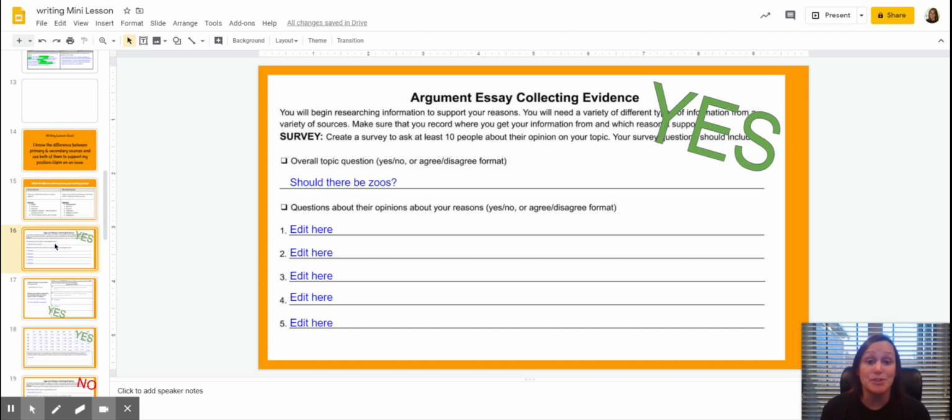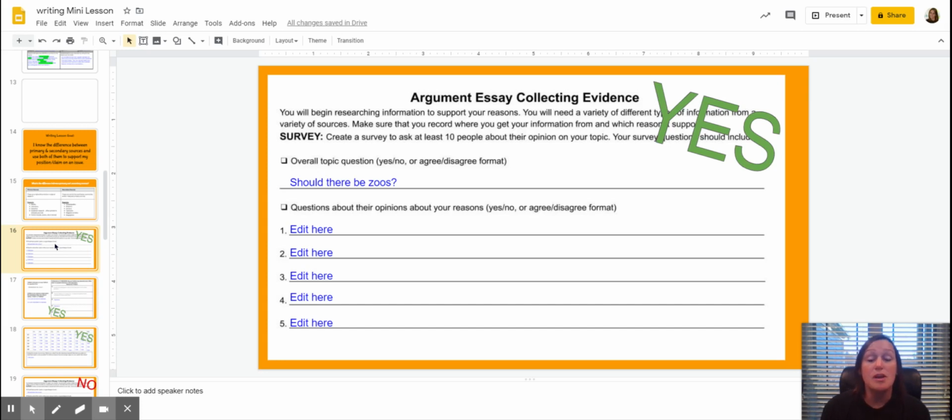You're going to have an opportunity to survey people in your family. You're going to be able to make phone calls to friends, and you're going to be asking specific questions. The questions are going to be questions that you write, and those questions are going to support your claim.